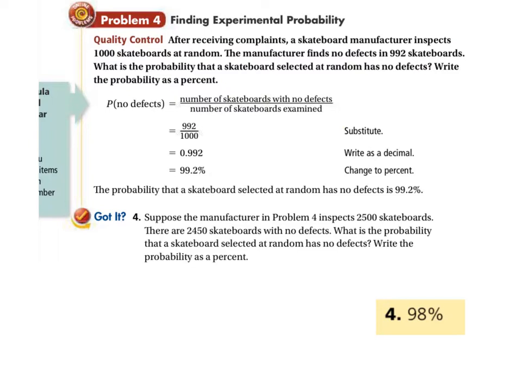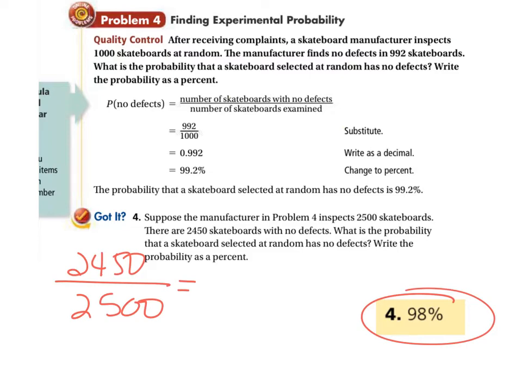So suppose the manufacturer inspects 2,500 skateboards. There are 2,450 found with no defects. What is the probability a skateboard selected at random has no defects? Right, the probability is a percent. So, again, that gives us out of 2,500 inspected, 2,450. And you can divide that out, 0.98, which becomes 98% in the end. So, again, if I ask for a percent like that.